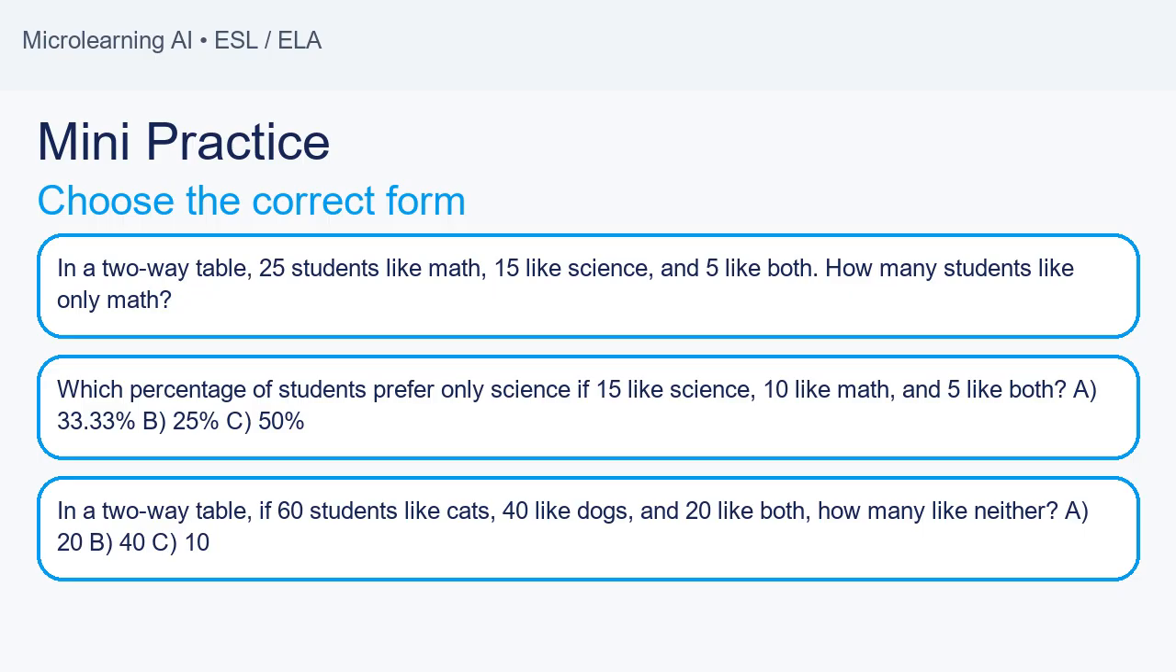3. In a two-way table, if 60 students like cats, 40 like dogs, and 20 like both, how many like neither? A. 20, B. 40, C. 10. Answer: A.